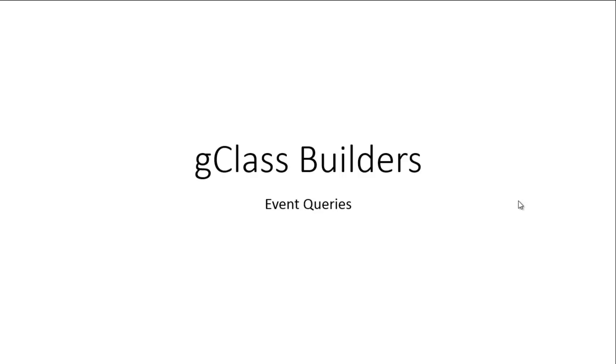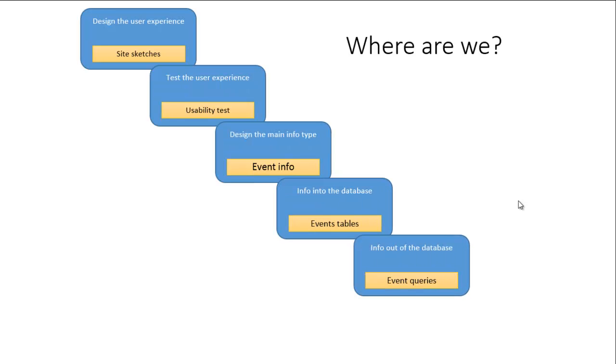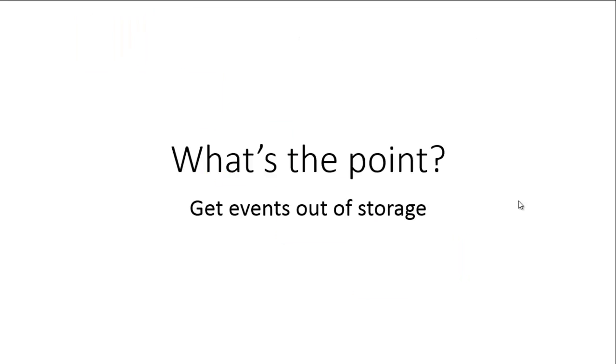So where are we? Look how far we've come down the project. We've designed the user experience, tested that user experience, we've designed the event info type, we've designed the events tables in our database, and now it's time to get information out of our events table using queries. The last thing we'll do is get information out of the database, then onto the page, but that's for next week.